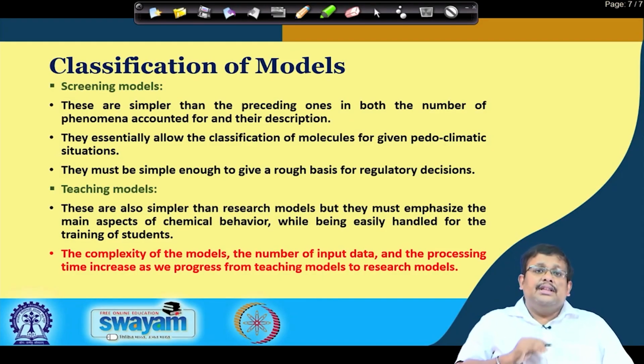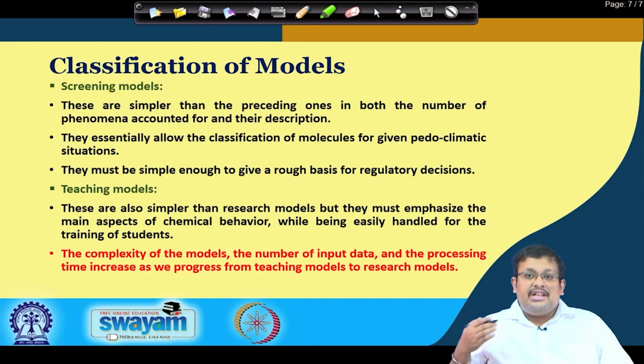Now, remember that the complexity of the model, the number of input data, and the processing time increase as we progress from teaching model to research model. From teaching model to screening model to management model to research model, the complexity generally increases, and so does the number of parameters. As far as complexity is concerned, research models are more complex than management models, which are more complex than screening models, which are further more complex than teaching models.